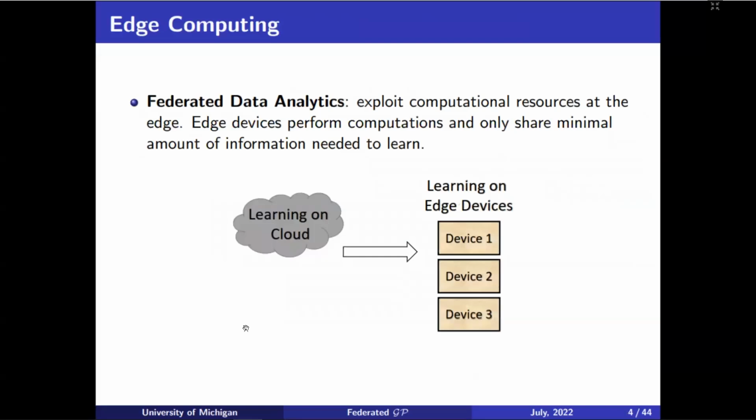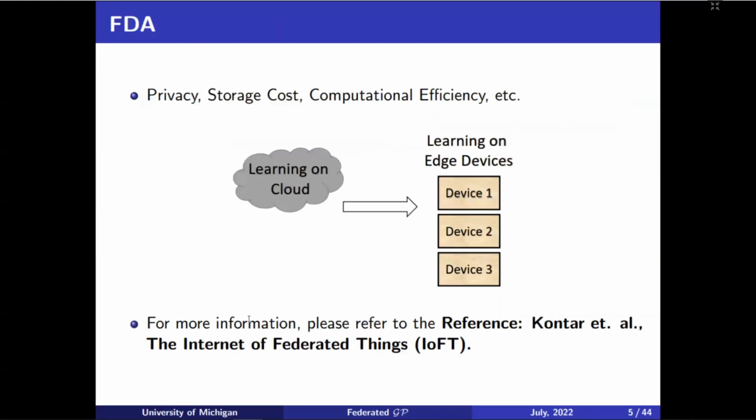The idea of FDA is very simple. It exploits the computational resources at the edge. The edge devices perform computations and only share the minimal amount of information needed to learn with the central server. As a result, FDA can preserve privacy, can reduce the storage costs, and also it's computationally efficient. For more information about FDA, please refer to a recently published paper about the Internet of Federated Things.